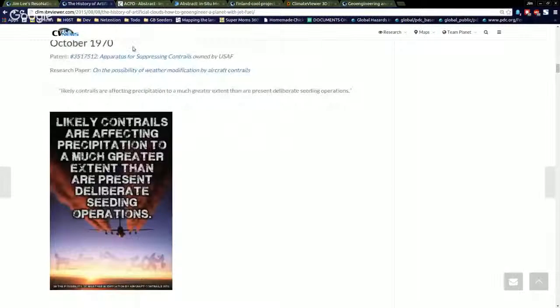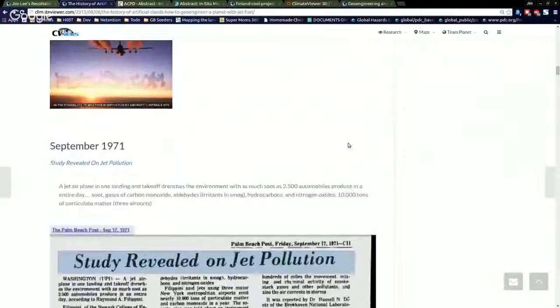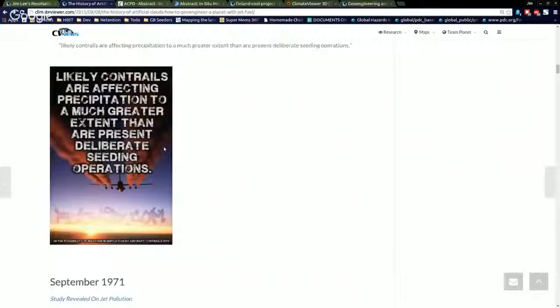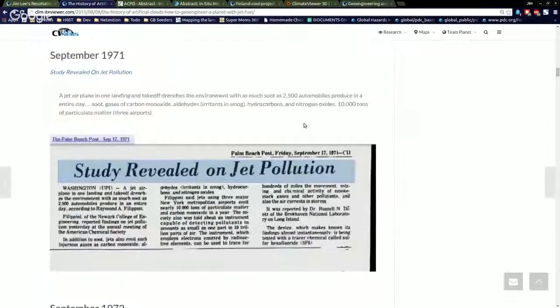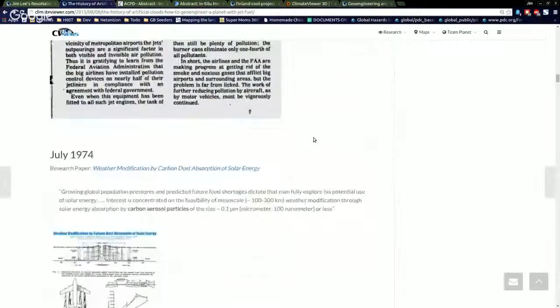1970 apparatus for suppressing contrails. Apparently, they never used that. And then also on the possibility of weather modification by aircraft contrails, quote, likely contrails are affecting precipitation to a much greater extent than our present deliberate seeding operations. Ooh. So basically, they're saying these clouds are affecting rain more than the cloud seeders are. Boom. Study revealed on jet pollution, jet air pollution cut.